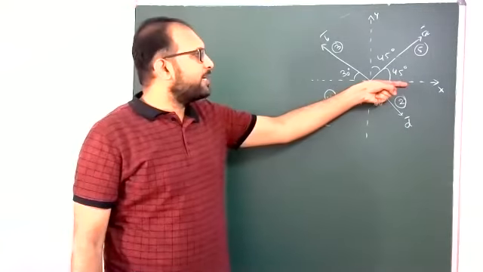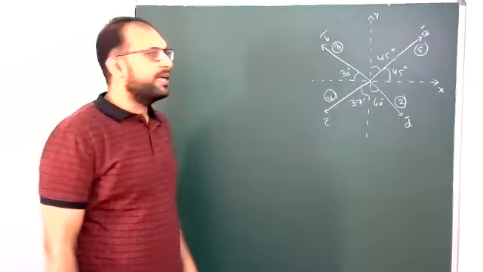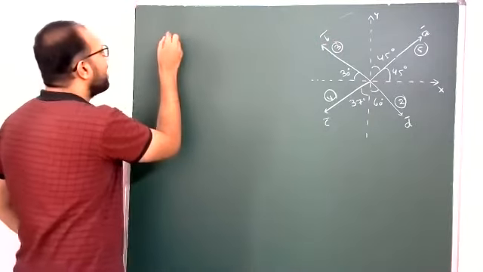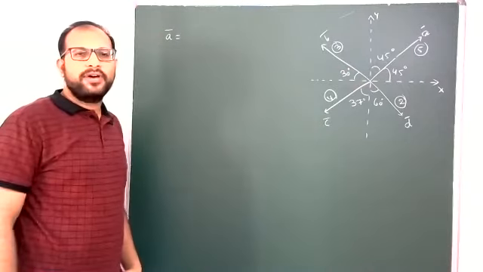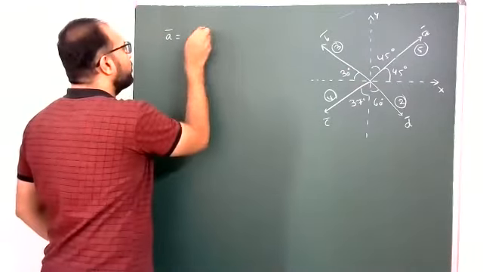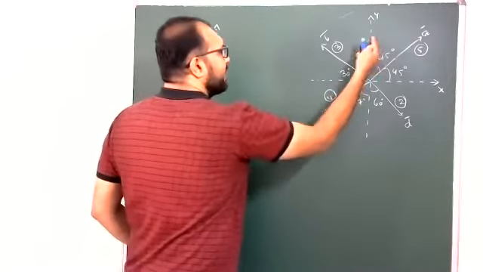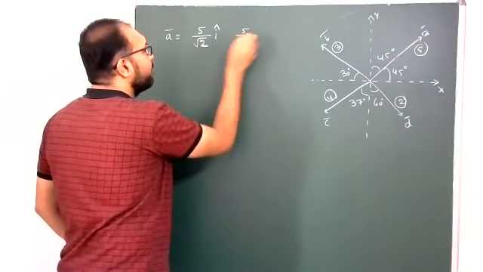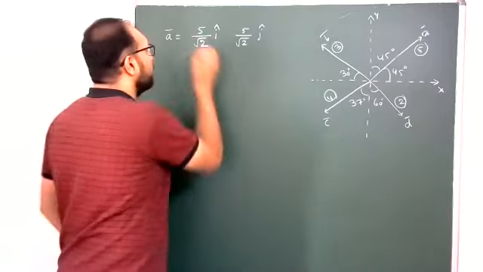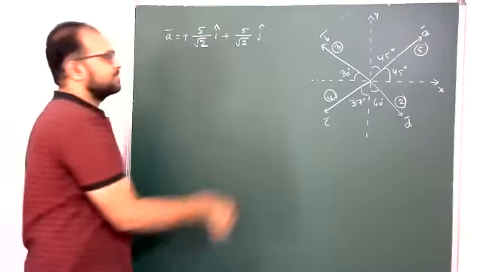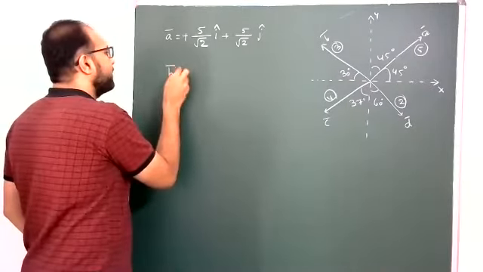So x component means cos 45. For the y component, here also 45, so again cos 45. Students, for A bar, I am writing the x component 5 cos 45, which is 5 by root 2 i cap, and the y component also 5 by root 2 j cap. Both are positive in the first quadrant, so plus and then plus. First vector over. Now come to the second vector, b bar.